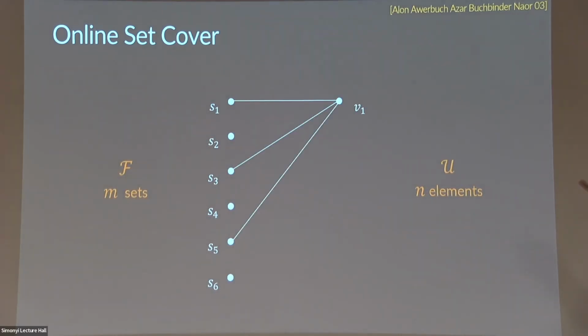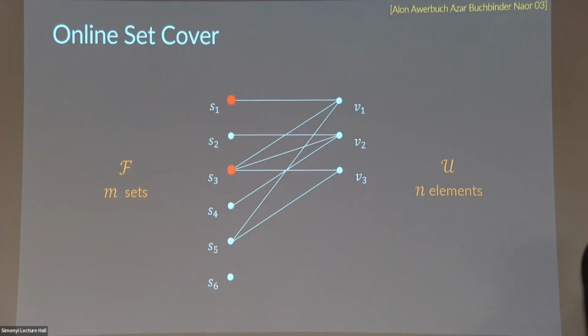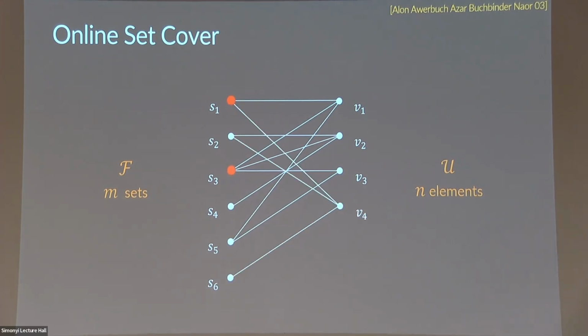So really, what's happening is, in the bipartite graph world, it's very clear now. An element arrives, it shows you its edges. You have to pick one of the sets that covers it. The next element arrives, you have to pick one of the sets that covers it. Oh, this element arrived, and you happened to have already picked one of the sets that covers it, so it's okay. The fifth one, you have to pick a set that covers it, and so on and so forth. This is online set cover.